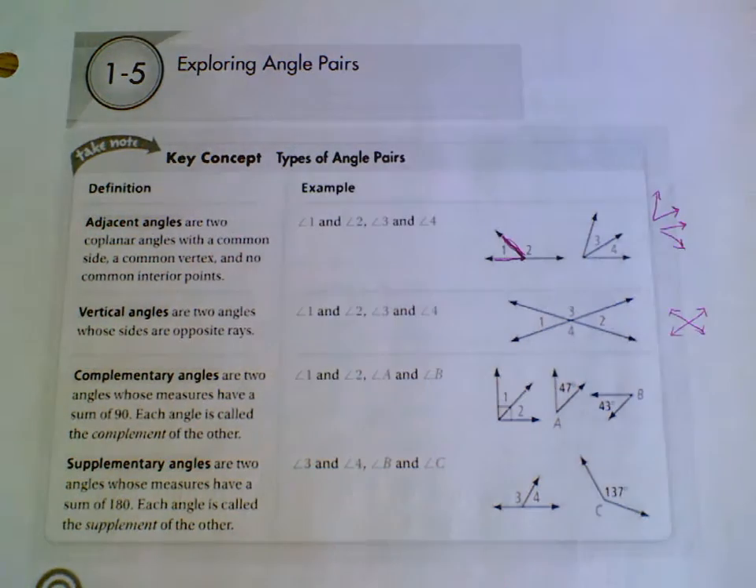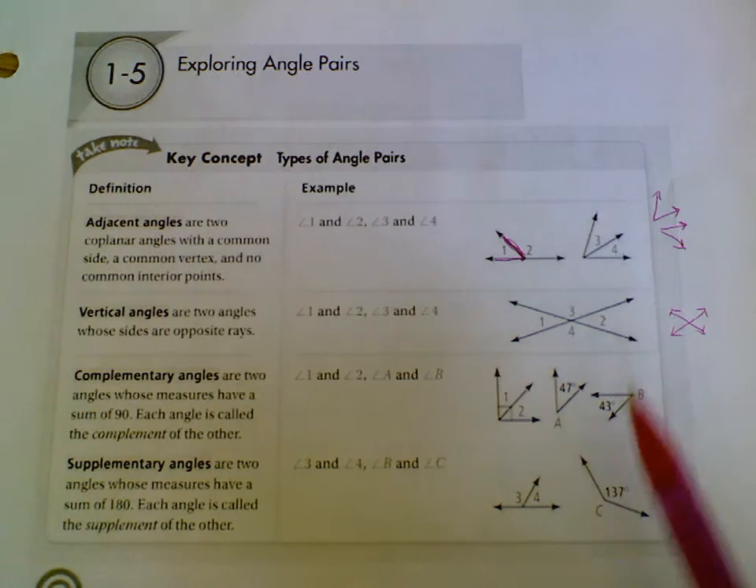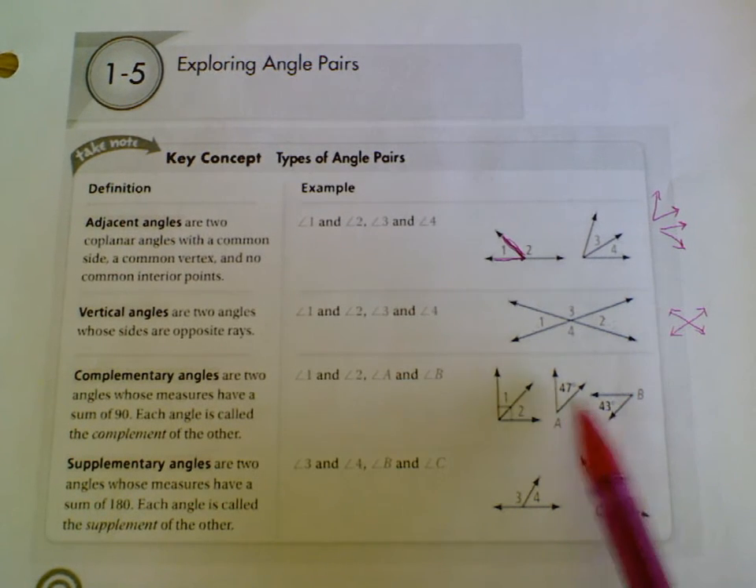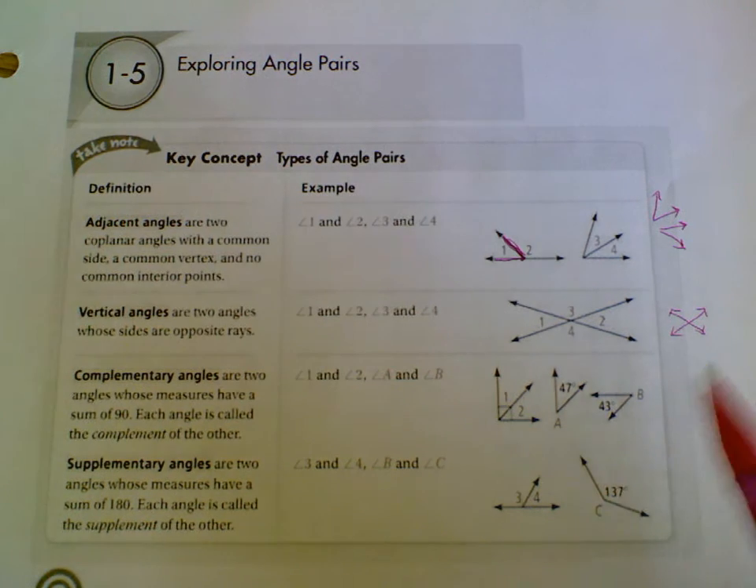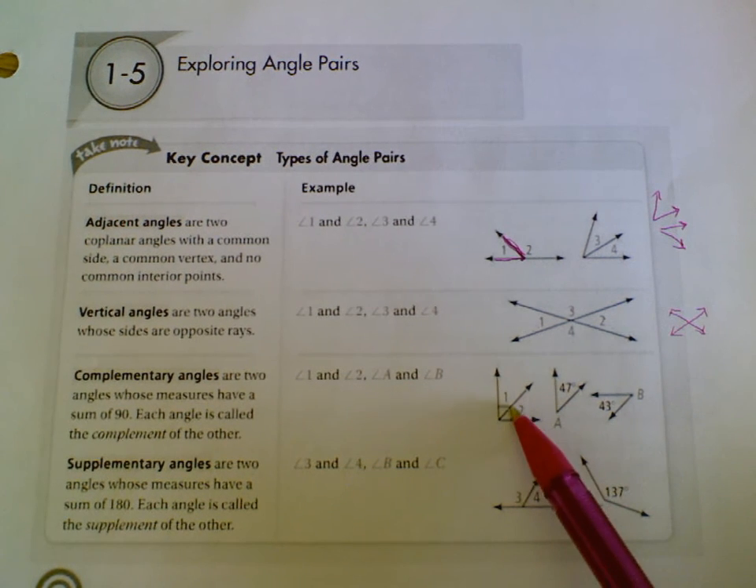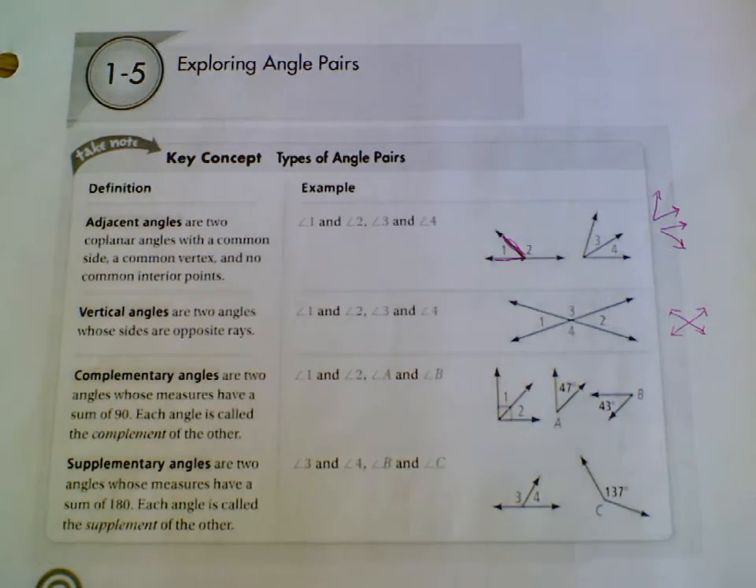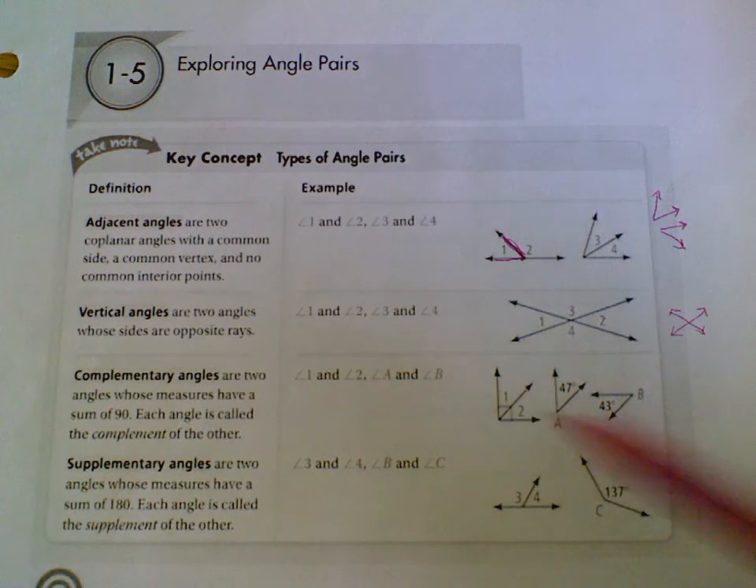Okay? Complementary angles. Those are angles that will always add up to 90. And so each angle is called the complement of another. So when I have these two angles, they can add up to 90. Those are complementary. They do not have to be side by side. Same thing here. This little box in here represents that these will add up to 90. That's called the right angle symbol. So you will know that those will be complementary.